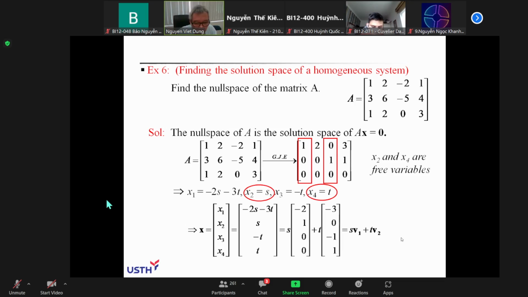Then we can say the null space of A is that, or you can say that it is spanned by v1 and v2. That is a subspace spanned by vector v1 and vector v2. That is the way you can find the solution set, or the way you can find the null space of a matrix A.